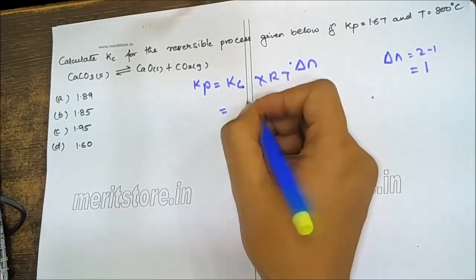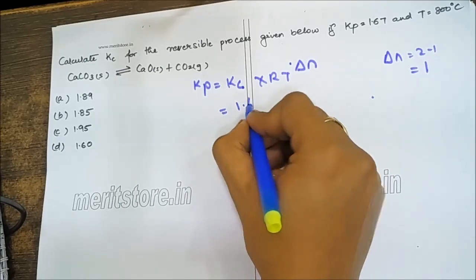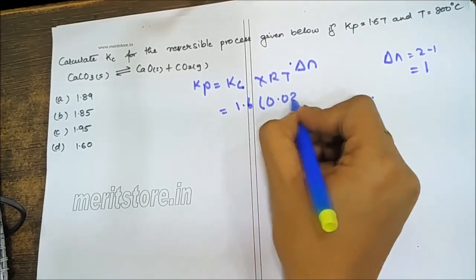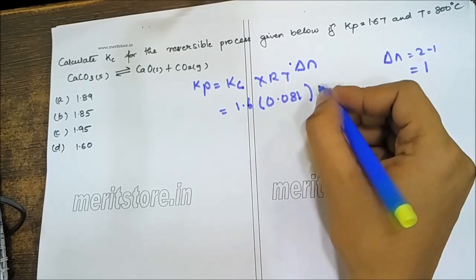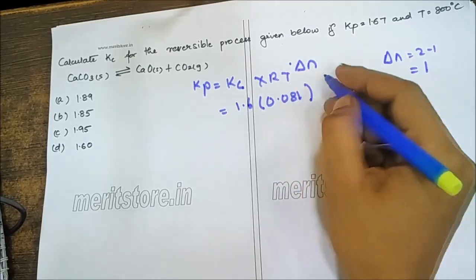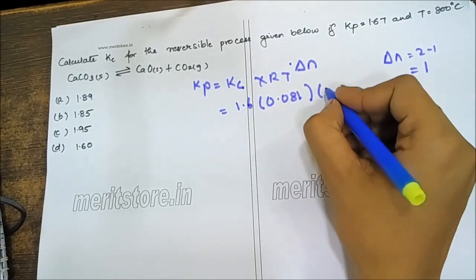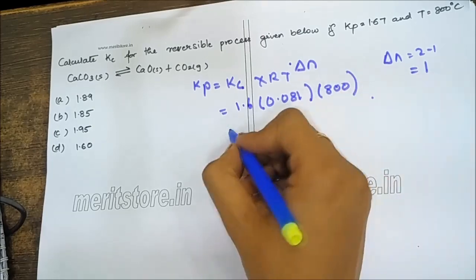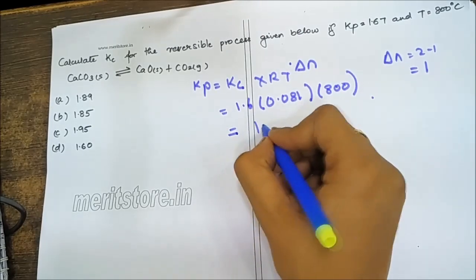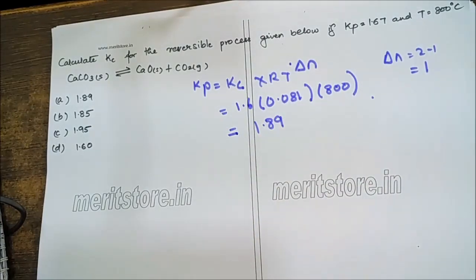So I'm just substituting the values. Kp is given 1.67, 0.081 is the gas constant value, and temperature is given to be 800. So after using your calculator, when you multiply, your answer is 1.89.